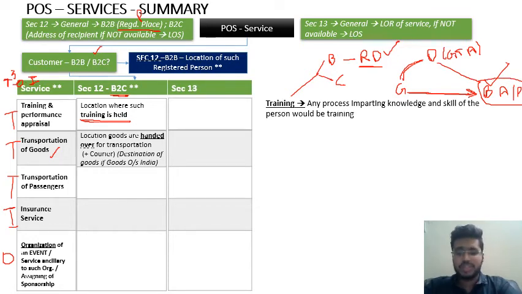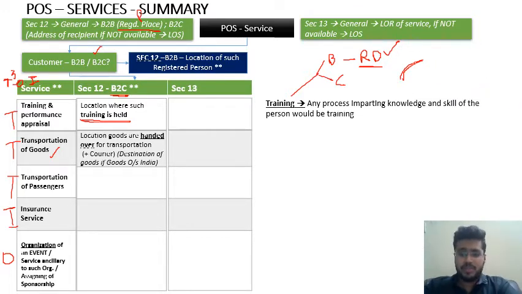However, this was similar to the training example we saw. Even though he took the training in Bangalore, place of supply will be Bombay because the customer was registered in Bombay. However, what will happen if the customer is B2C, right? So that is going to be the part we need to be sure about. Say transportation of goods, what the law says: the location where the goods are handed over for transportation, that place will be considered as the place of supply, guys.